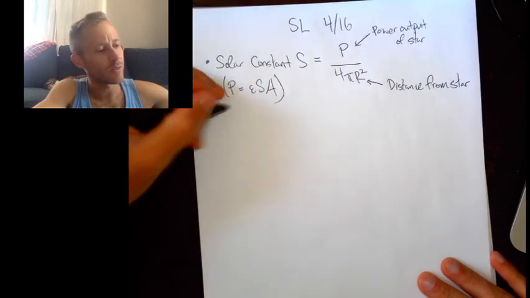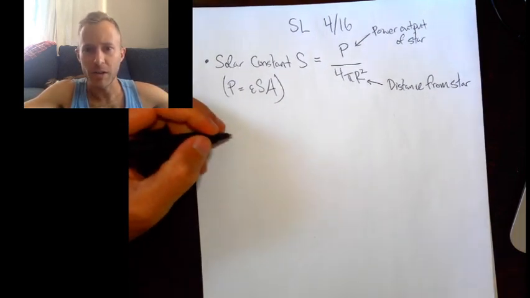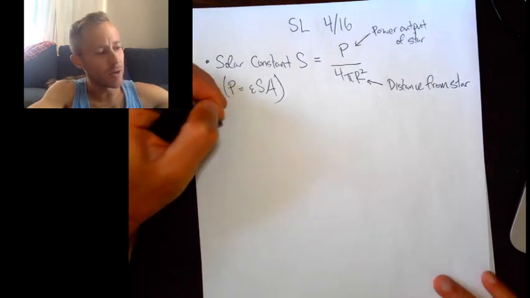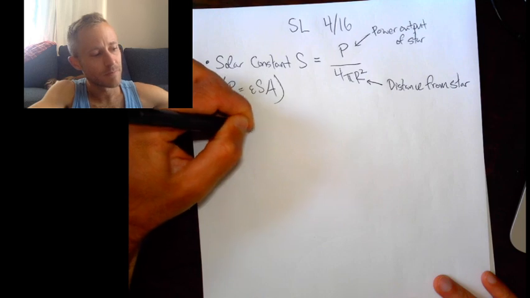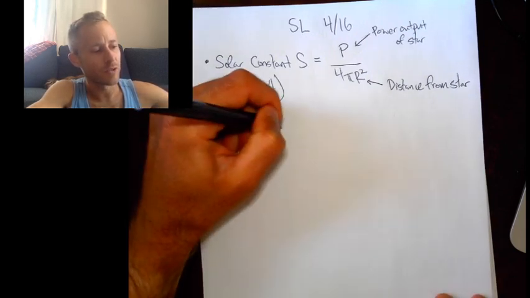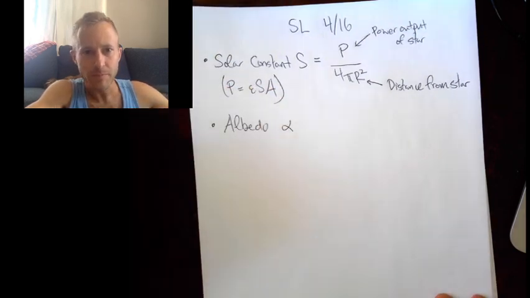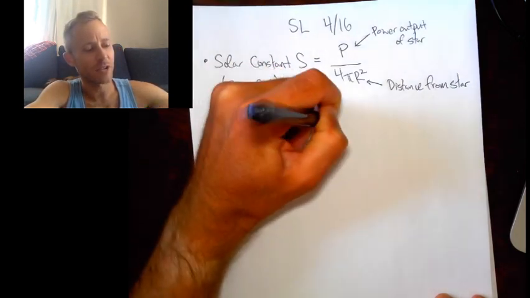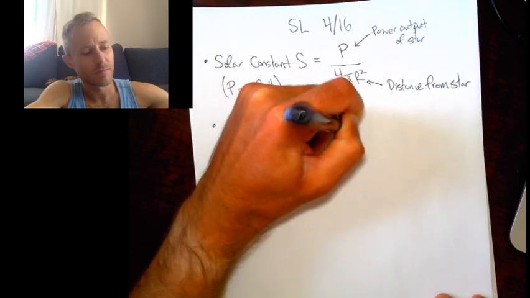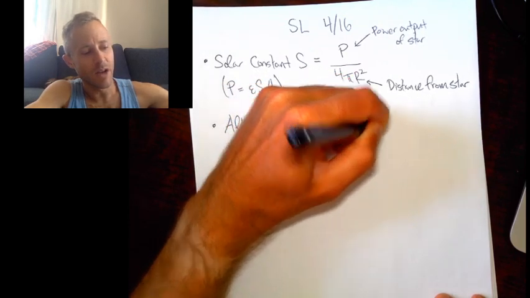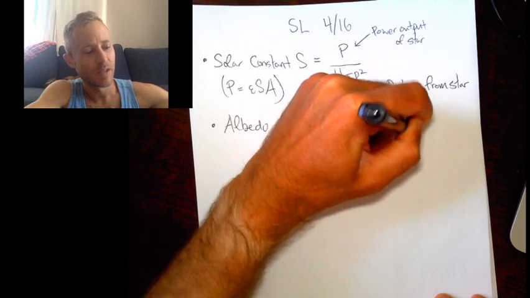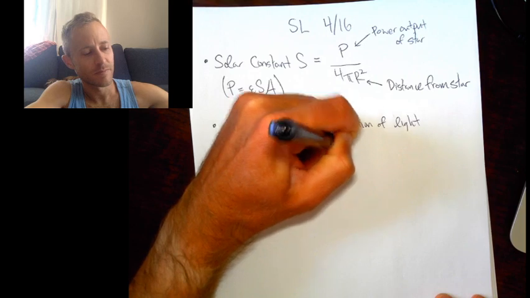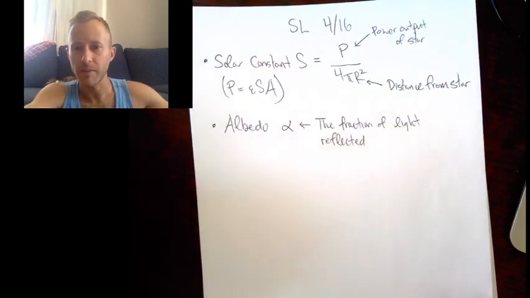The second concept I wanted to talk about today, hey Michael, is something called albedo, which is denoted by alpha. Okay? And albedo is the fraction of light that is reflected.